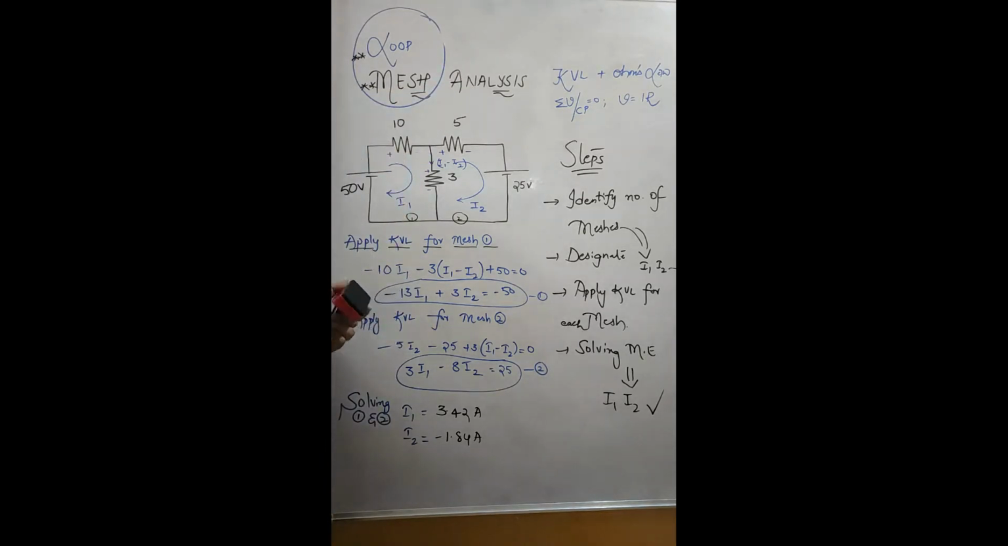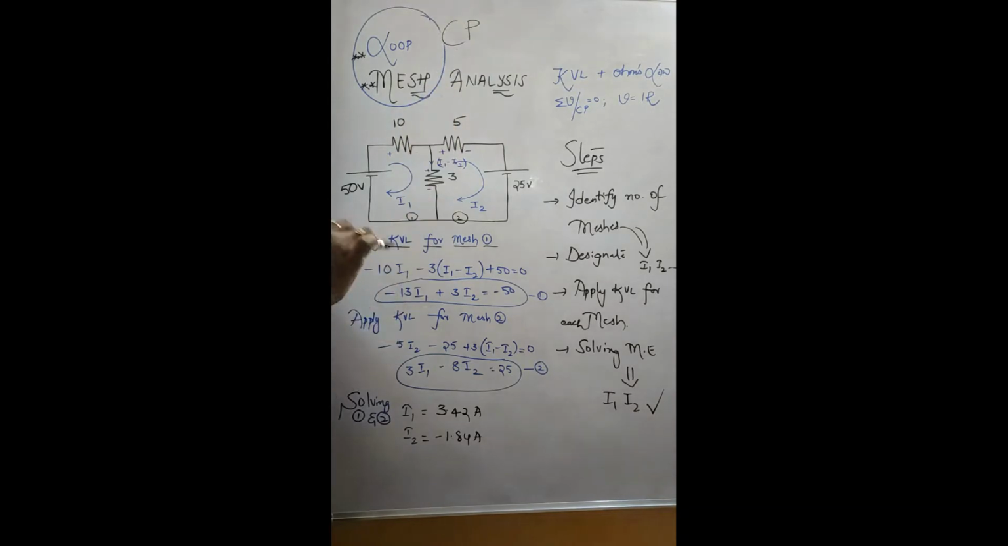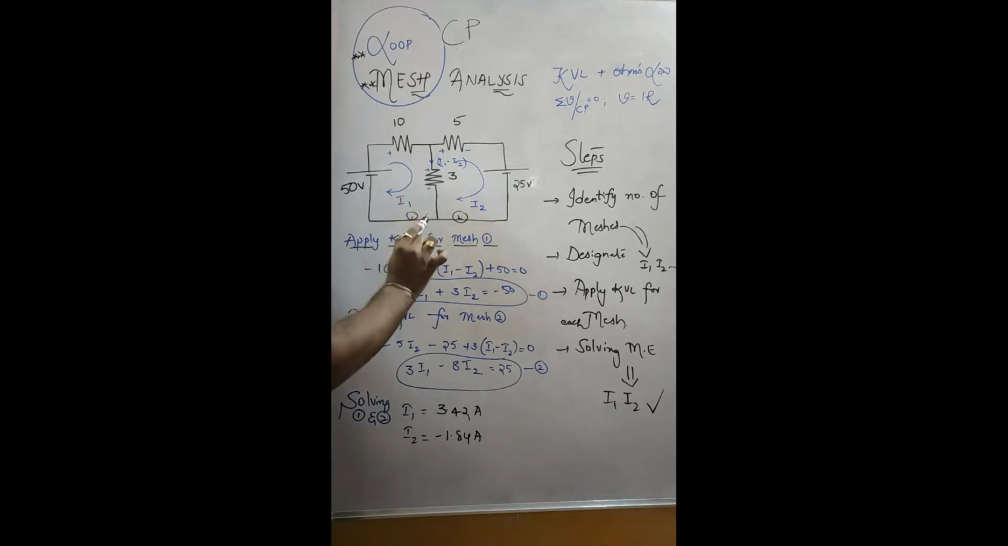Try to know the difference between mesh and loop. These two come under the category of closed paths only, but there is some slight variation between mesh and loop. Mesh in the sense closed path, loop in the sense closed path. But try to observe, this one is one closed path, this one is a second closed path, and the entire part also comes under the closed path.